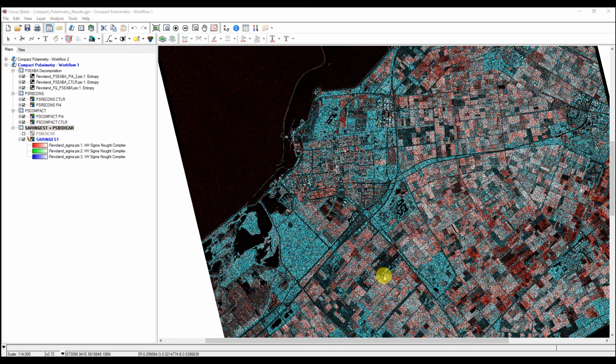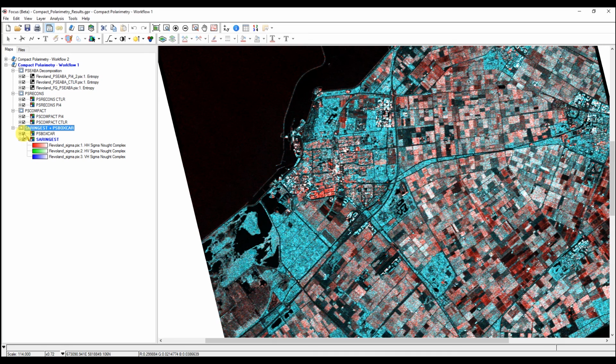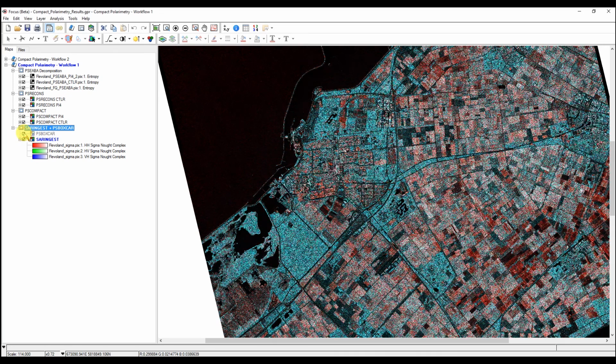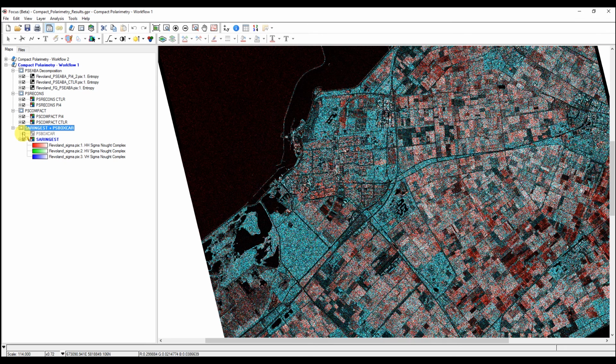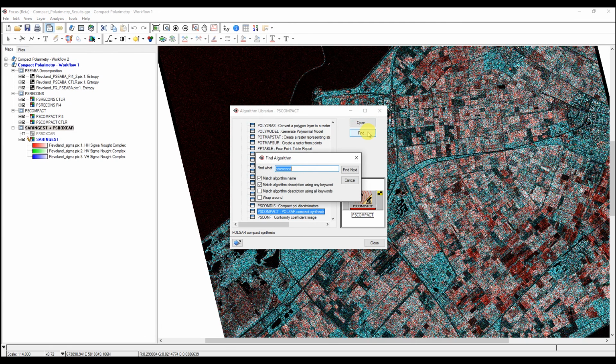The next thing I'm going to want to do is use the PS Boxcar PPF. This PPF is used to eliminate a lot of the speckle that you see in your imagery. If I flicker between my two images, you'll notice that my PS Boxcar image is much smoother than my initially ingested image. Using my PS Boxcar image, I can now simulate a compact pole image. To do this, I'm going to start off by opening up the algorithm librarian, and bringing up the PS compact PPF.